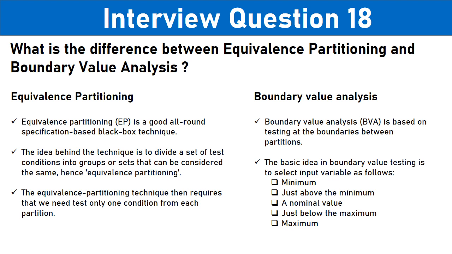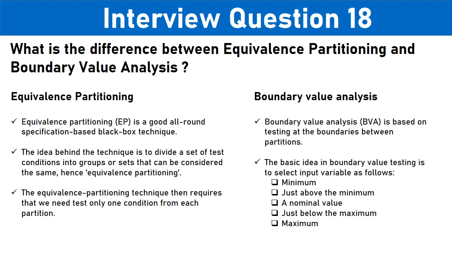Equivalence partitioning, EP, is a good all-round specification-based black box technique. The idea behind the technique is to divide a set of test conditions into groups or sets that can be considered the same, hence, equivalence partitioning. The equivalence partitioning technique then requires that we need test only one condition from each partition.